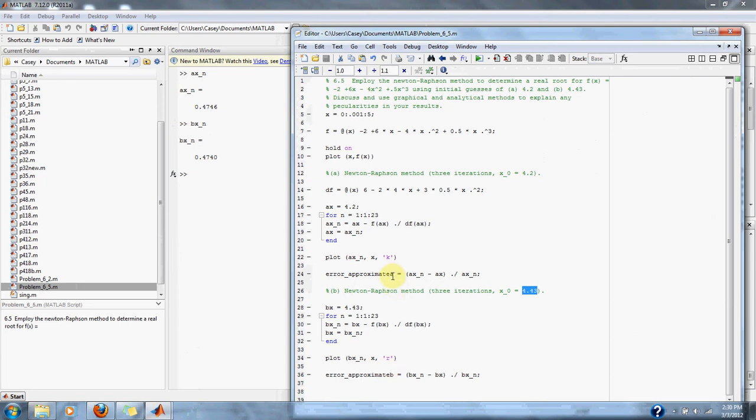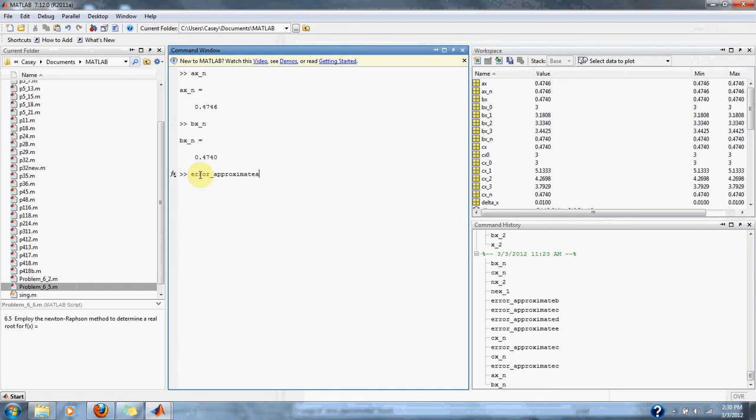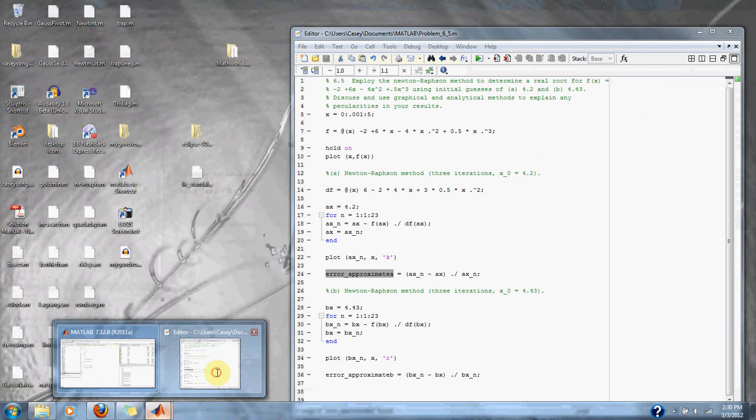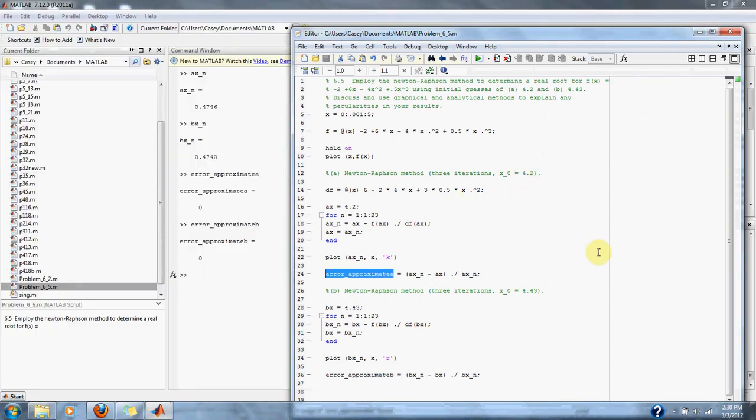And if we check the approximate error on both, both should have an approximate error of 0. That's for the first guess. And there's the approximate error for the second guess. Both are 0, because both are based on their original guesses of 4.2 and 4.43, respectively. And that's it for problem 6.5.